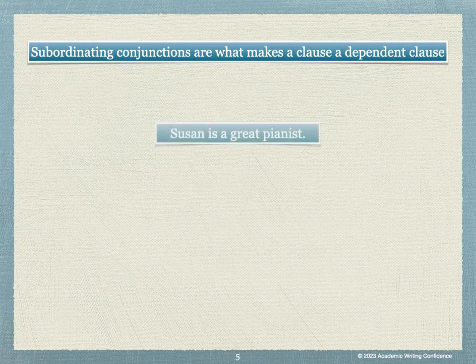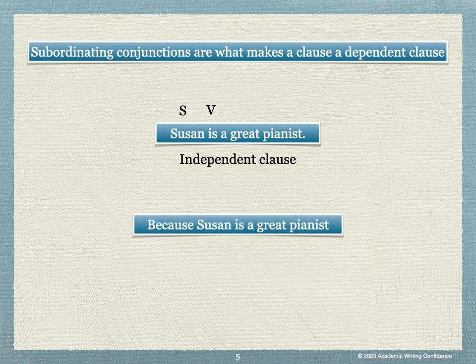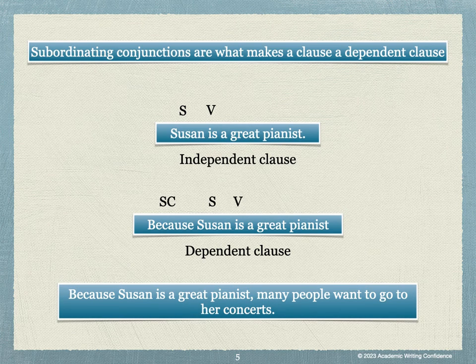Here's another example. Susan is a great pianist. You can see that this sentence has a subject and a verb, making it a complete sentence or an independent clause. Because Susan is a great pianist, this phrase is not a complete or independent clause because we have added a subordinating conjunction in front of the subject and verb sentence. It is now a dependent clause. We can add it to another sentence to complete it. Because Susan is a great pianist, many people want to go to her concerts.